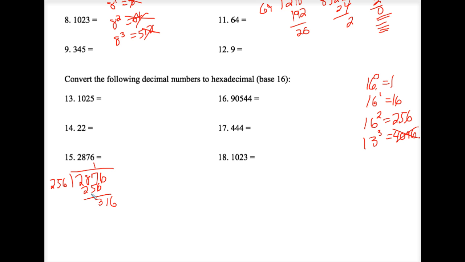Drop down that 6. 256 fits in 316 one time. And the remainder here is 60. But this 11, if you follow the examples above, you'd put the 11 in the final answer, but you can't put a 2-digit decimal number in the final answer here for a hex question.